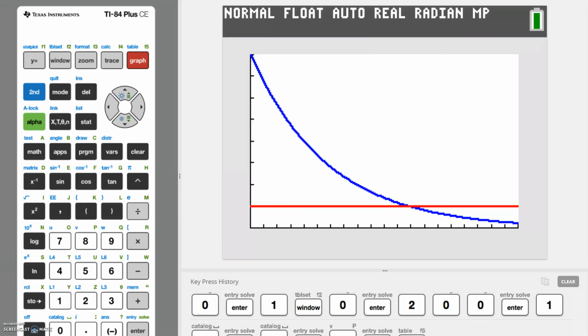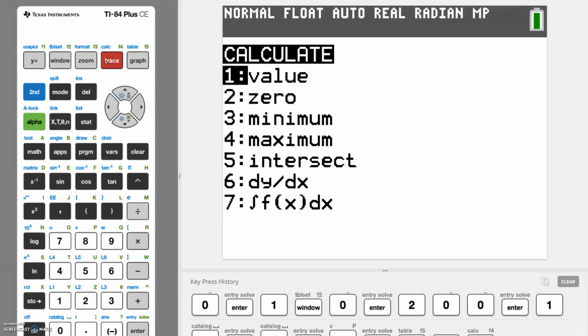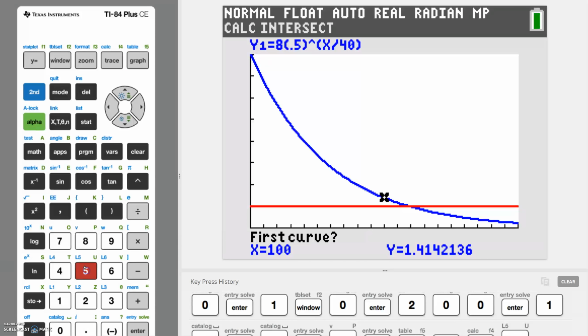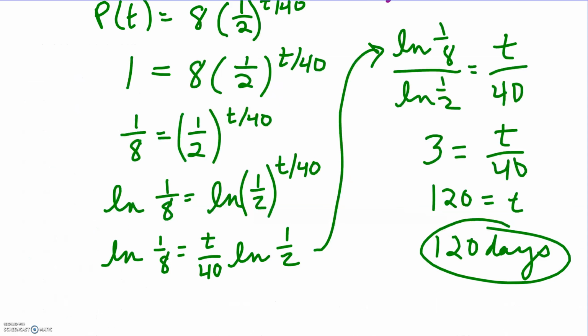You just want to find where those intersect. So second calculate, intersect, first curve, second curve, guess. And again, there's my intersection at x equals 120. 120 days later, I'm down to just 1 gram. So no surprise there, of course. We already knew that was going to be the answer.